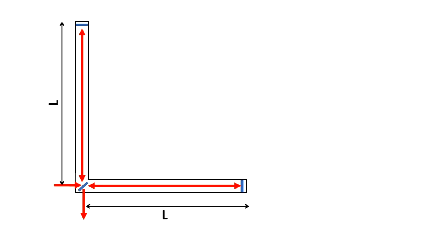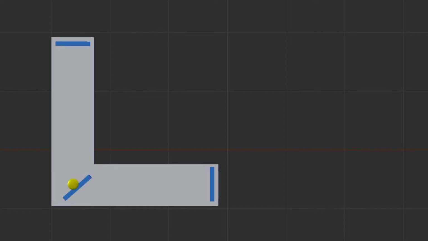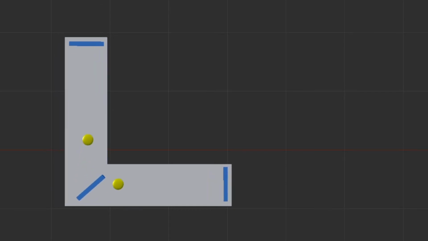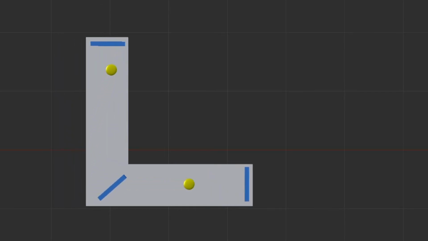Light entering in the lower left corner is split into two beams. They travel more or less an equal distance, L, and are reflected back to the origin to be combined, and form an interference pattern. This short animation shows the path taken by two photons as they travel the length of the two arms.